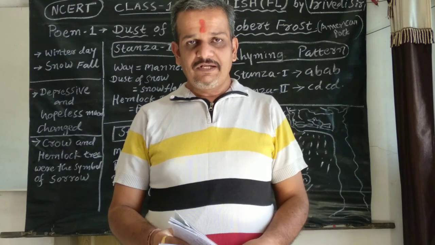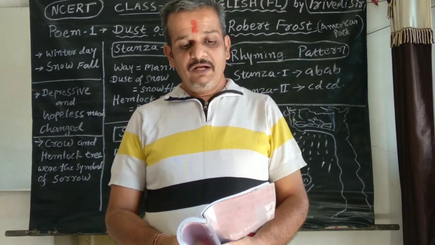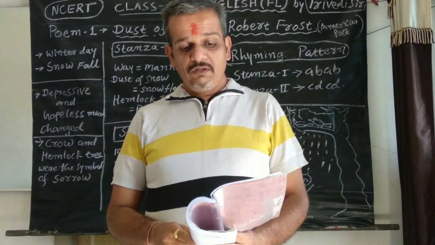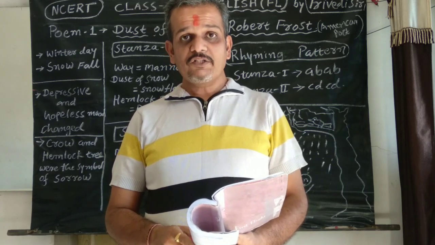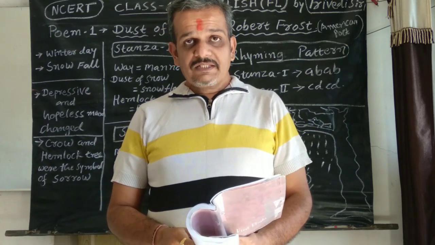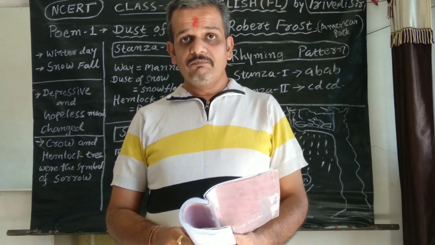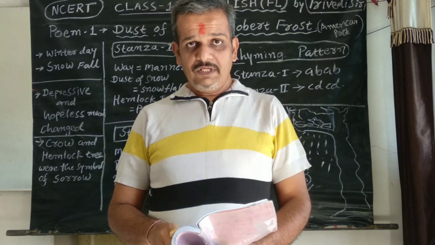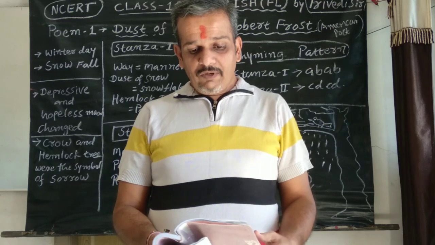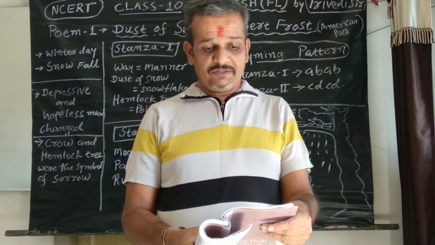Back to students. Today we are going to discuss a beautiful poem named Dust of Snow. It was written by Robert Frost, an American poet and a great person who was born in San Francisco. In this poem there are two stanzas, and each stanza has four lines. We will discuss it stanza by stanza.